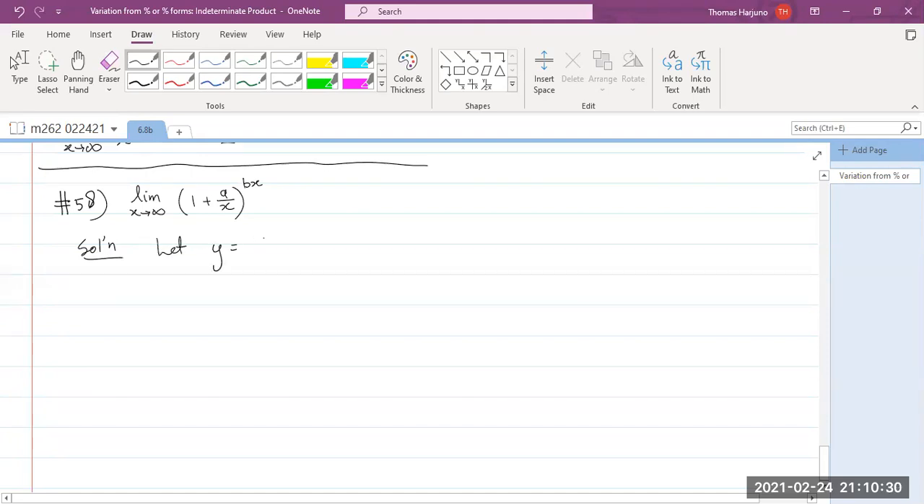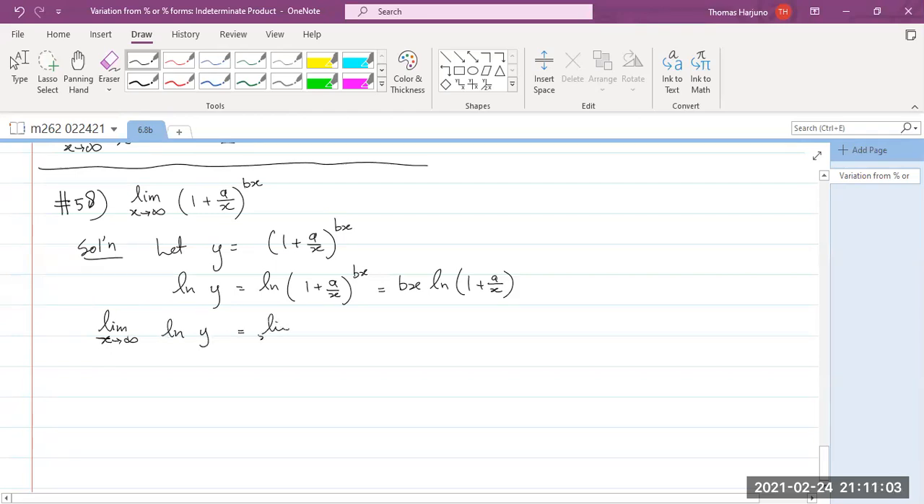Okay, so we will try with a solution. Let y equal 1 plus a over x to the power of bx. Therefore, the natural log of y is the natural log of that expression, which means I can bring the bx to the front. Apply limit to both sides. And you will see that the limit of 1 plus 1 over x, when x goes to infinity, goes to 1, and the limit of natural log of 1 is 0, while this part here goes to infinity.